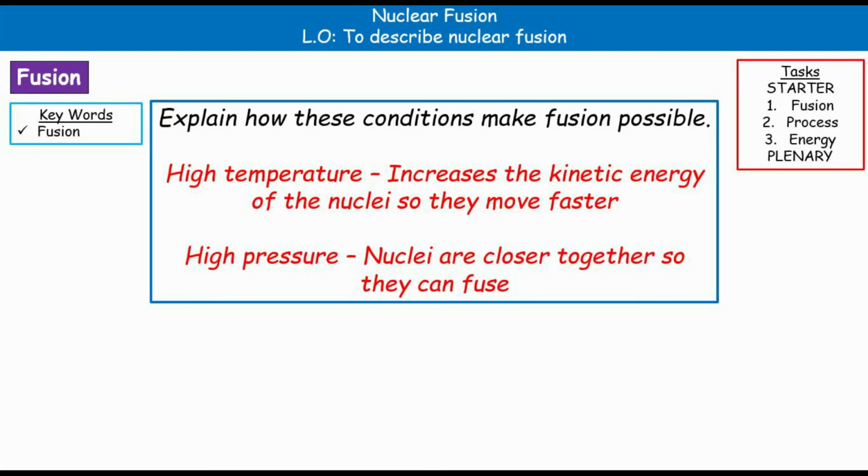Hopefully we remembered that if we've got high temperatures, then what we're actually doing is increasing the kinetic energy of the nuclei. Because anytime we've got higher temperatures, particles gain kinetic energy, therefore they're moving faster, and that means they're more likely to be colliding with each other. And in terms of our high pressure, hopefully we remember that that means the nuclei are going to be closer together, and therefore we can have fusion occurring. So the combination of the particles being closer together and moving much quicker means they will fuse.